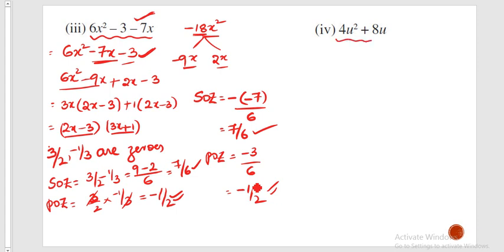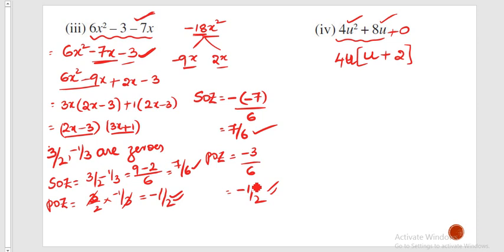Next, moving on to the next question. Here there is no constant term, so if there is no constant term, then it is 0. Whenever you don't have any constant term, directly take common from these two terms. What can you take common from these two terms? I can take common 4u. If I take 4u common, here I am left with u plus 2.